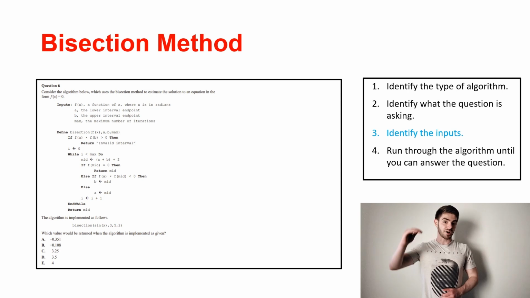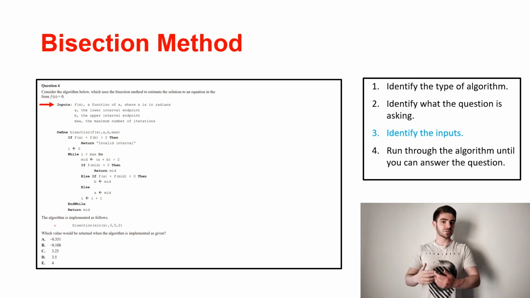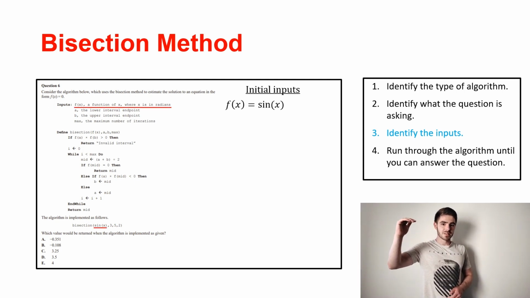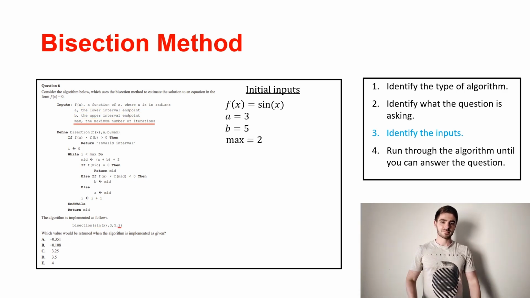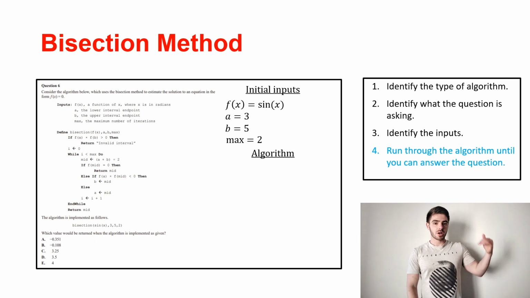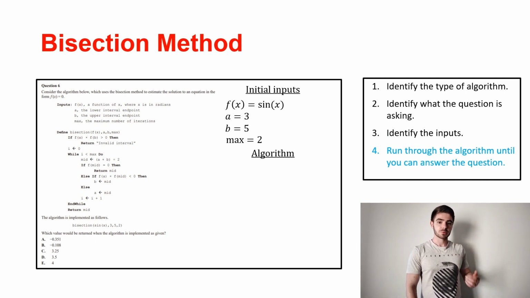The inputs are defined at the top of the algorithm, and the specific inputs that we're going to use are defined at the bottom. The inputs are defined in order of the input list. So we'll have f of x equals sin x, a equals 3, b equals 5, and max equals 2. From here, we're just going to go line by line in the algorithm and only stop once we reach our exit condition, which in this case will be when we hit a return statement.